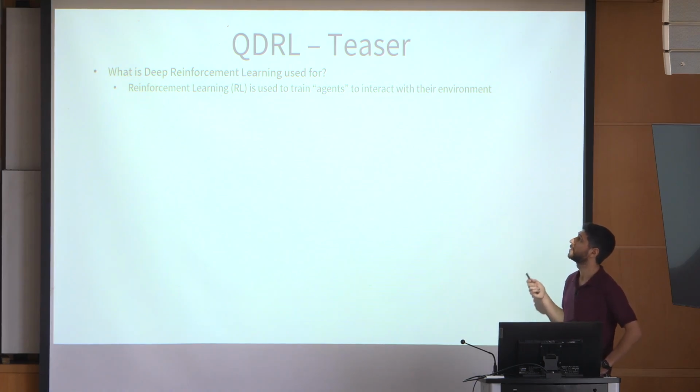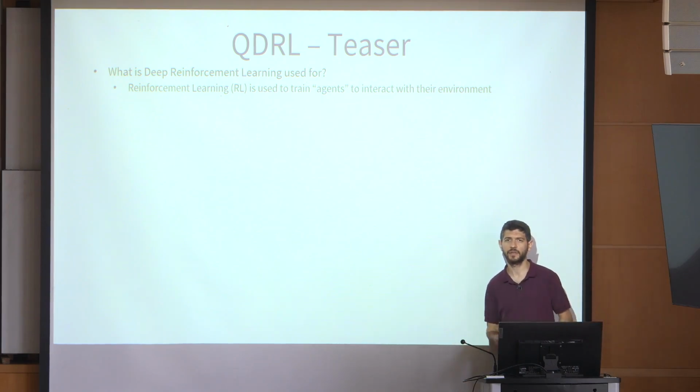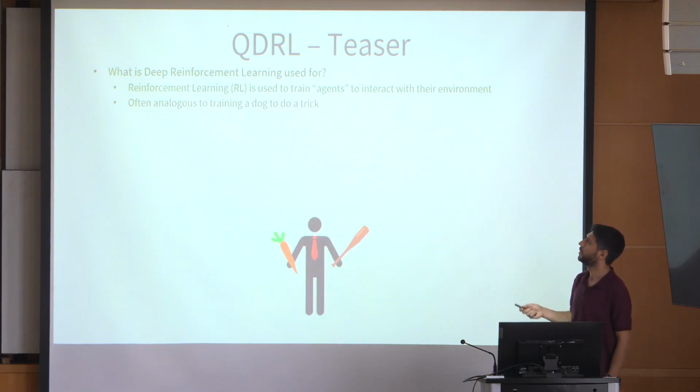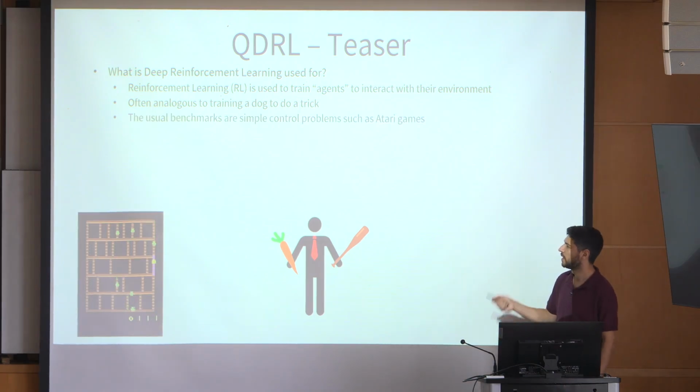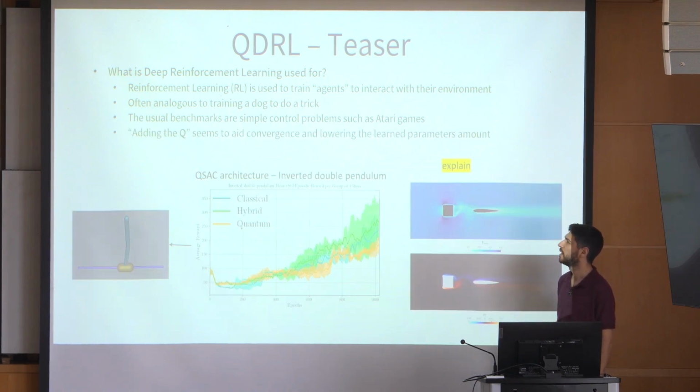RL is reinforcement learning, which trains an agent to do something with its environment, to interact with it. It's kind of analogous to training a dog a new trick or losing a bad behavior, using a carrot and stick. You get a reward or a punishment. The main benchmarks are like Atari games and things like this, but many other things.